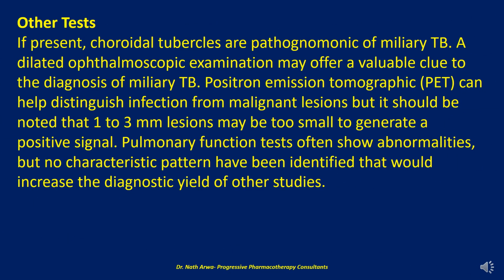And now we will discuss other tests. If present, choroidal tubercles are pathognomonic of miliary TB. A dilated ophthalmoscopic examination may offer a valuable clue to the diagnosis of miliary TB. Positron emission tomography, abbreviated as PET, can help distinguish infection from malignant lesions, but it should be noted that 1 to 3 mm lesions may be too small to generate a positive signal.